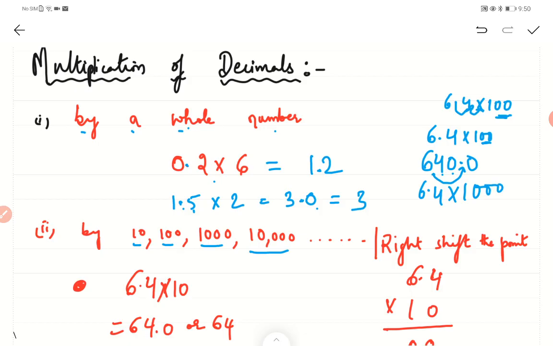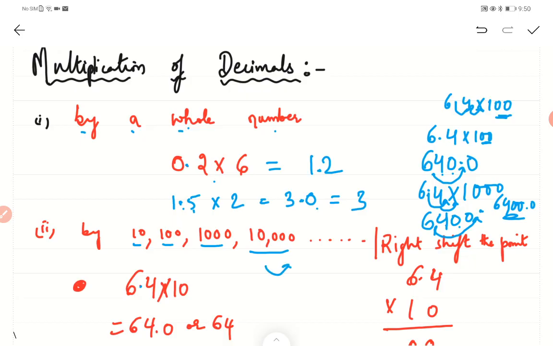Now similarly, if I have 6.4 multiplied by 1000, what will happen? This point will be shifted three positions. It will come after three digits. Your point was here before, so I want to shift three positions, 1, 2, 3. After three digits the point will come. So it is 6400.0, that is 6400. So it will shift depending on the number of zeros. Every time one zero will shift your point one position to the right side.